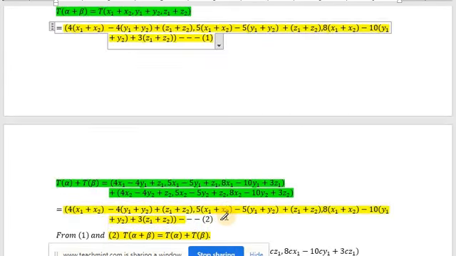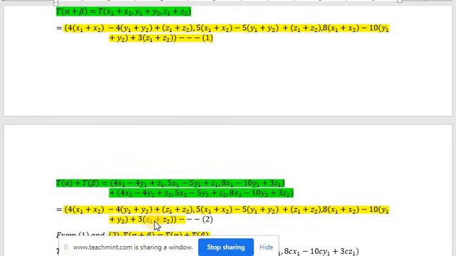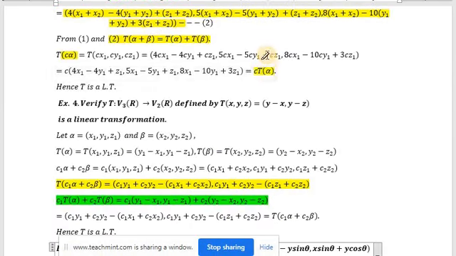By equations 1 and 2, T of alpha plus beta and T alpha plus T beta are equal. Therefore, T of alpha plus beta is equal to T alpha plus T beta. So one condition we have satisfied, that is T of alpha plus beta is equal to T of alpha plus T of beta.